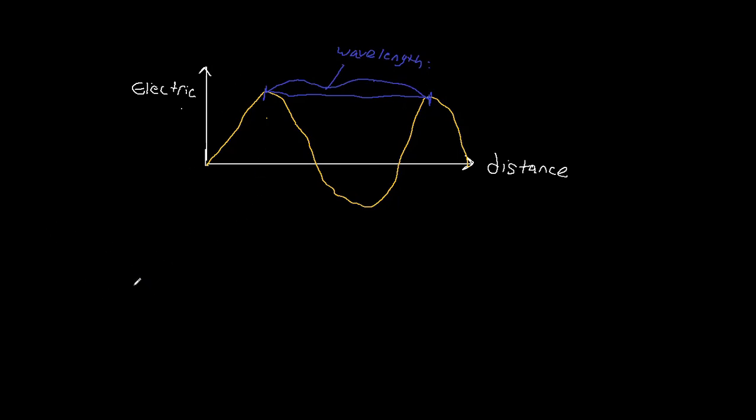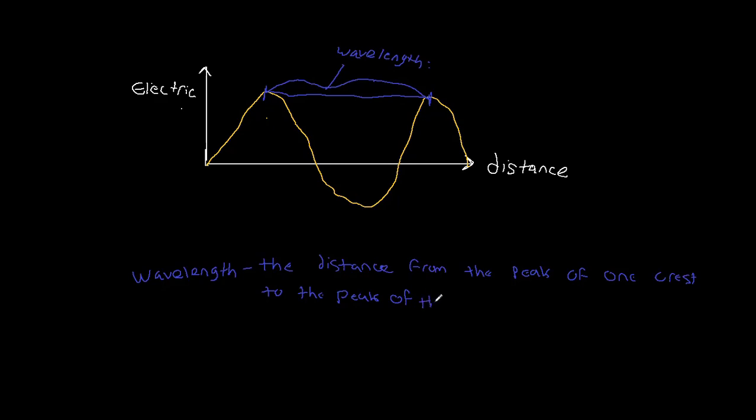So let's write down the definition here. Wavelength is the distance from the peak of one crest to the peak of the next crest. So that's wavelength.